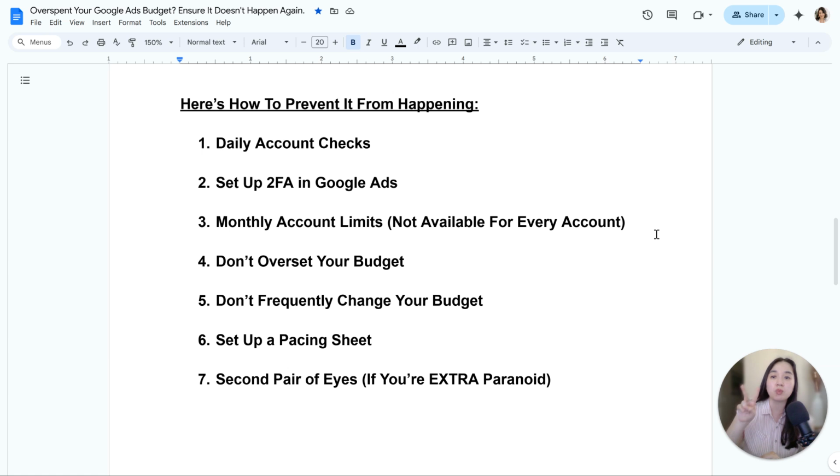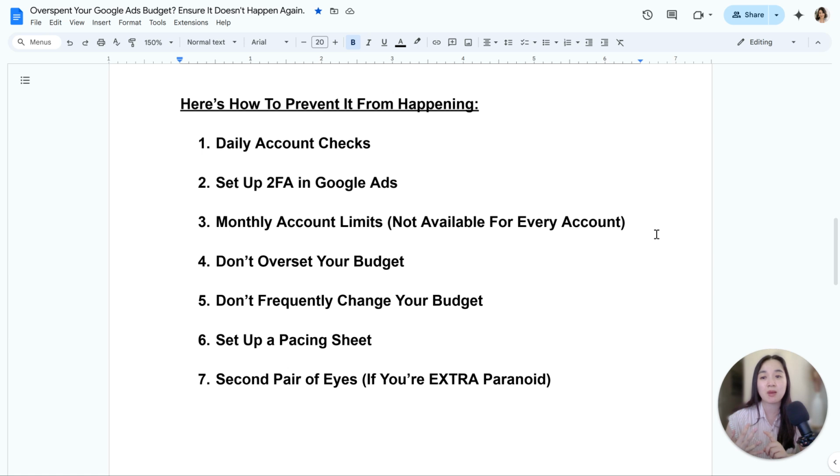Number 2, setting up 2-factor authentication in Google Ads. In the settings, you can set up 2-factor authentication. This is going to, number 1, prevent hackers from getting into your account. It's going to make it a lot more difficult for others to get into your account. It's going to really ramp up the security.